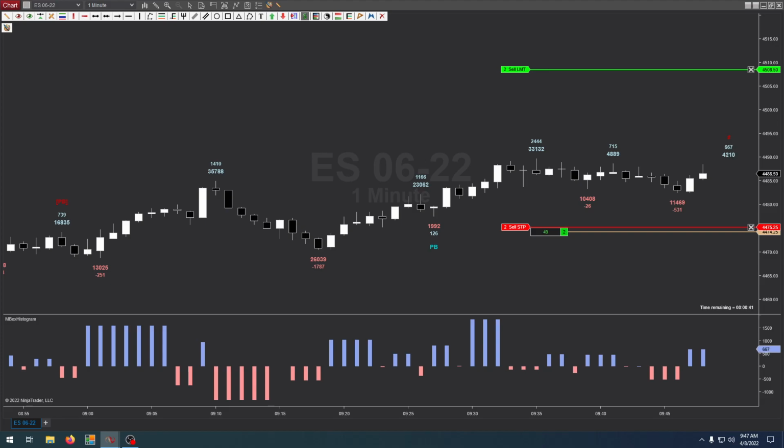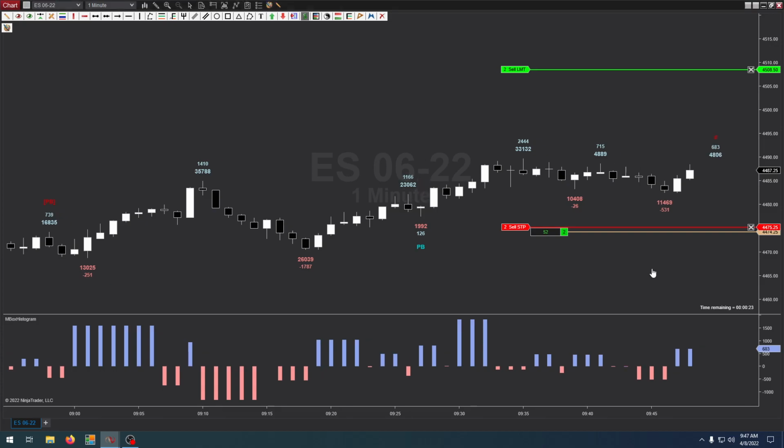We have confirmed it. Okay, over here in the 1 minute, positive volume delta is getting lower, showing a little bit of weakness here to go short, and that's why we have the short here.